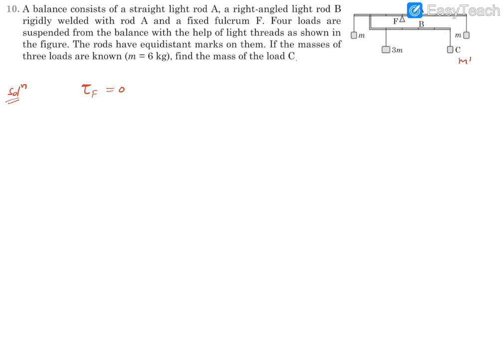So if we draw the free body diagram, you'll find this is going to be experiencing a force mg. Here it is going to be a force 3mg. Here it is going to be a force m dash g. Here it is going to be a force mg. And this is the point F about which we are calculating the torque. So we need to find out how much the perpendicular distances are.